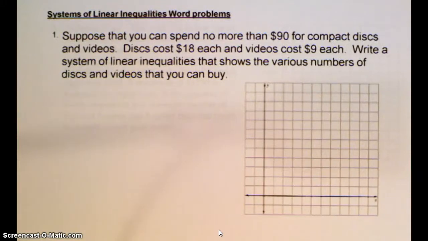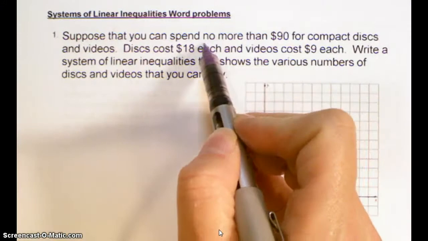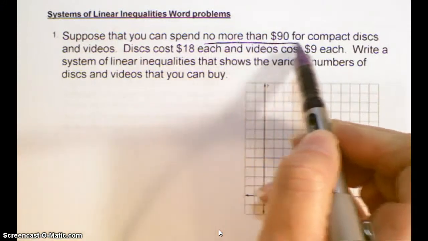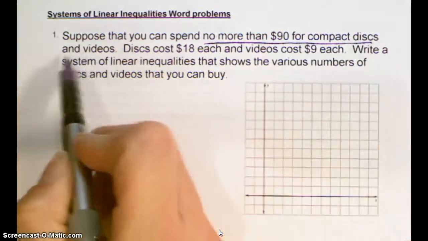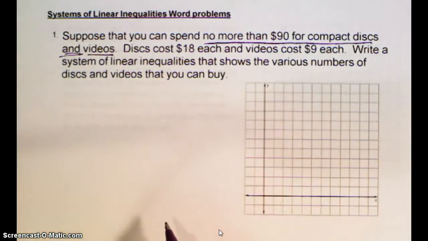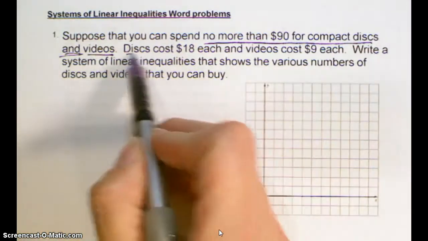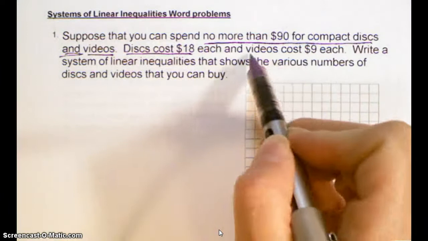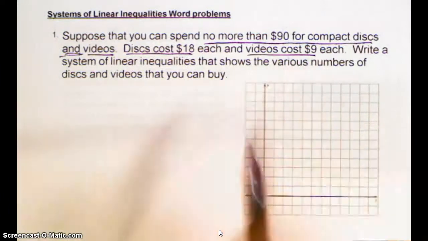Okay, let's go in here and start underlining some of our key words or important pieces of information. I'm going to go back to the beginning and I'm going to see that I can spend no more than $90 for both compact discs and videos. Discs are $18 and videos cost $9.